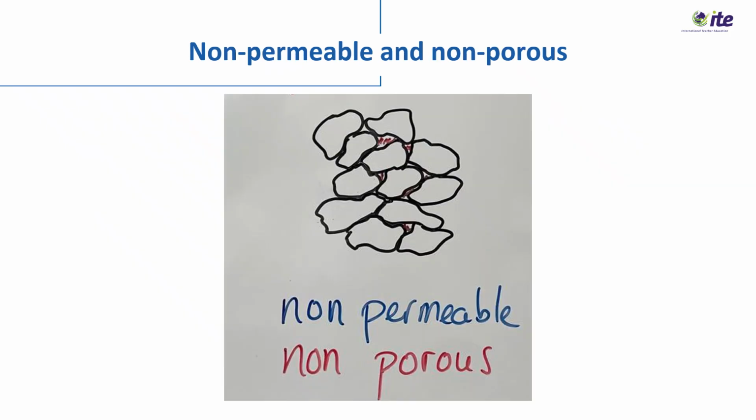Rock or soil can also be non-permeable and non-porous, as shown here. In this case, the particles are so tightly compacted that there are virtually no spaces between them. As a result, water cannot seep in or move through the material.